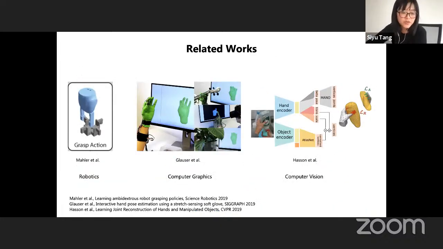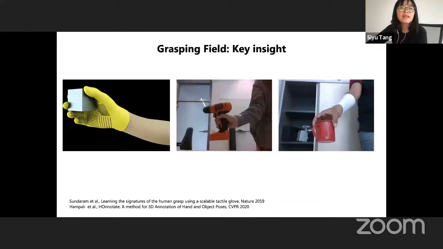Related work: hand-object interaction is of wide interest from robotics to computer graphics to computer vision. It's a really important task, so it has been studied everywhere. Our key insight is that human grasps are rooted in physical hand-object contact. Through this contact, humans are able to grasp and manipulate objects naturally. So to better model hand and object interaction, we must find a way to effectively and efficiently represent the contact between the object and the hand.